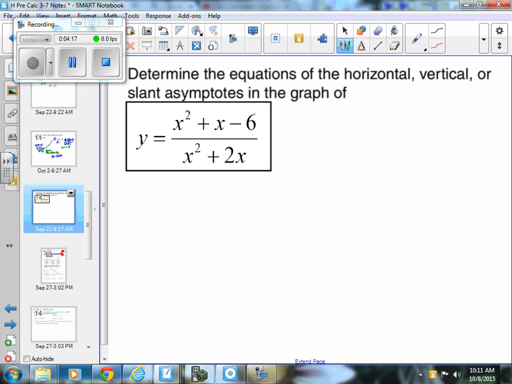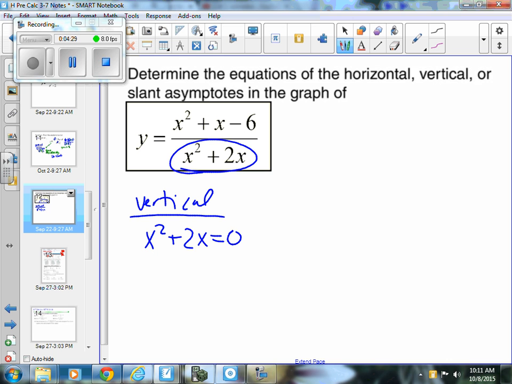Well, first of all, let's look at the denominator for the verticals. If there are any factors that make the denominator 0, that's going to be your vertical asymptote. So for the vertical, I'm going to set that equal to 0 and solve. Factor out an x, that would leave an x plus 2. So my possible vertical asymptotes would be x equals 0 and x equals negative 2.